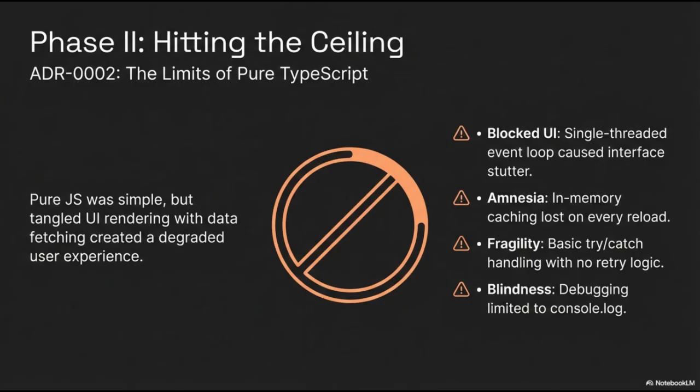First, blocked UI. The single-threaded nature of the event loop caused noticeable interface stutter during heavy operations. Second, we experienced amnesia, where relying on in-memory caching meant all state was lost upon every page reload. Third, fragility became an issue. Our error handling was restricted to basic try-catch blocks without any sophisticated retry logic. Finally, we suffered from blindness, as our debugging capabilities were almost entirely limited to console log statements. This ceiling necessitated a fundamental shift in our technical strategy.